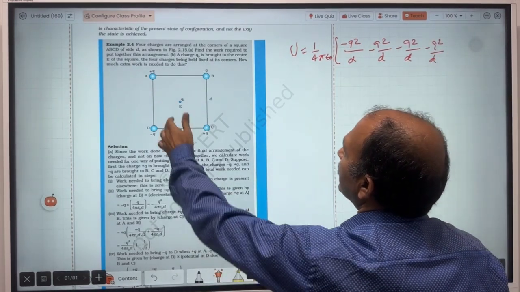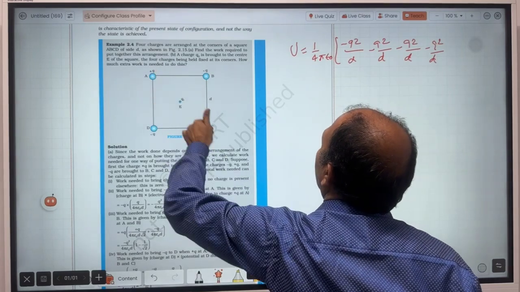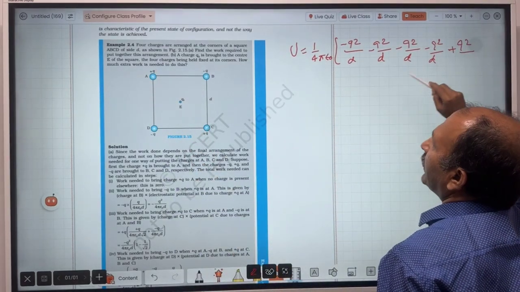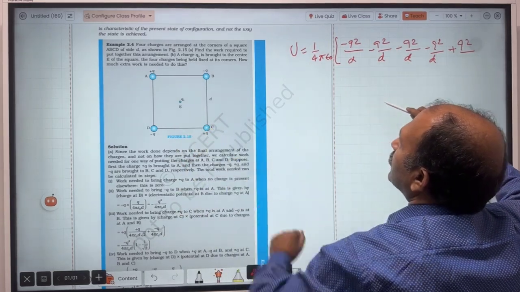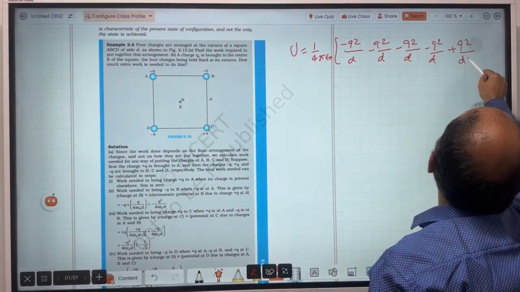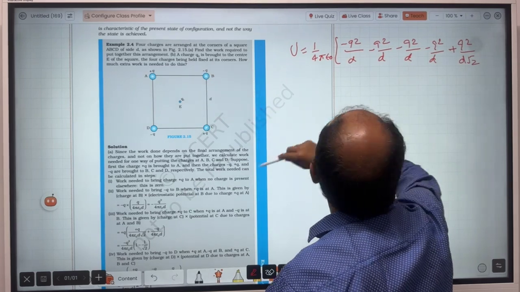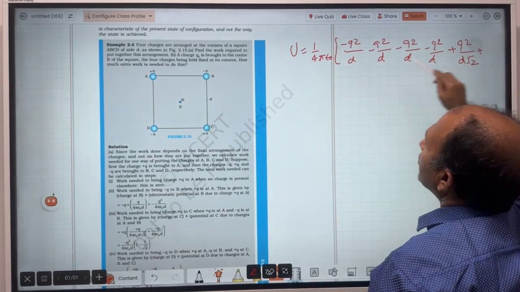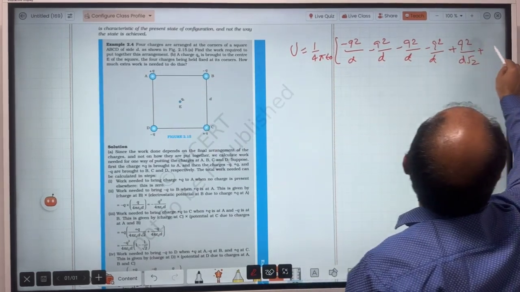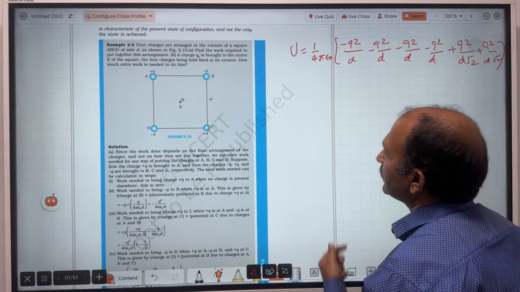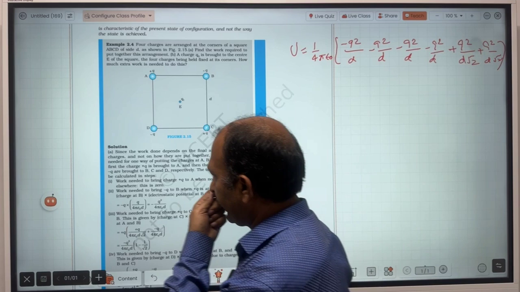Now, what more interactions are possible? Here, these two will also interact. So we will get q square divided by d root 2, because this is d, this is d, and this angle is 90 degrees, so it is the diagonal. Similarly, the interaction between these two will also give q square divided by d root 2. So this is the potential energy.